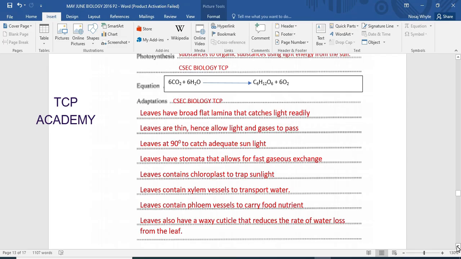And we have xylem vessels that transport water and minerals, and phloem vessels that transport food nutrients to various parts. We can't forget, however, that the leaves have a waxy cuticle that reduces the rate of water loss from the leaf. So all these are adaptations of a leaf to carry out photosynthesis.